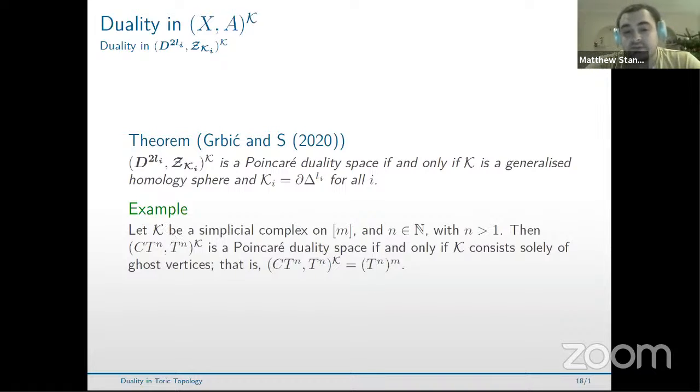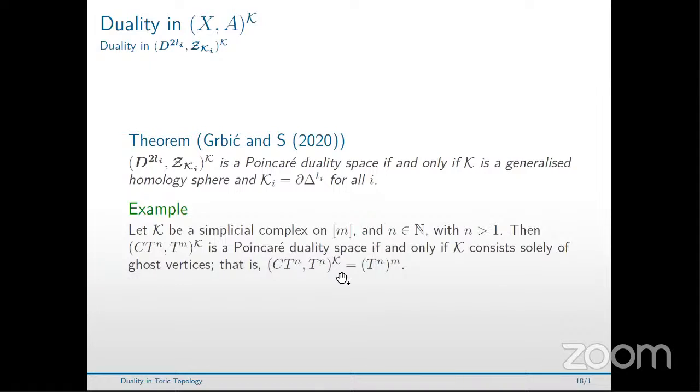And the answer is that it's a Poincare duality space only in the trivial case. That is, only in the case that K consists of ghost vertices, so that this polyhedral product is just the M-fold torus. There is no other way of cobbling together a Poincare duality space in this case. You can't somehow arrange the simplicial complex K such that a Poincare duality space is spat out.